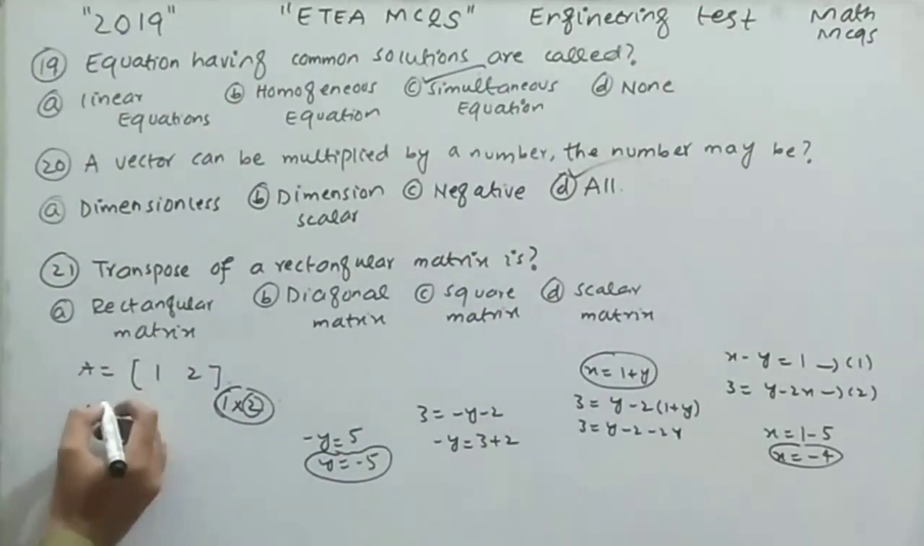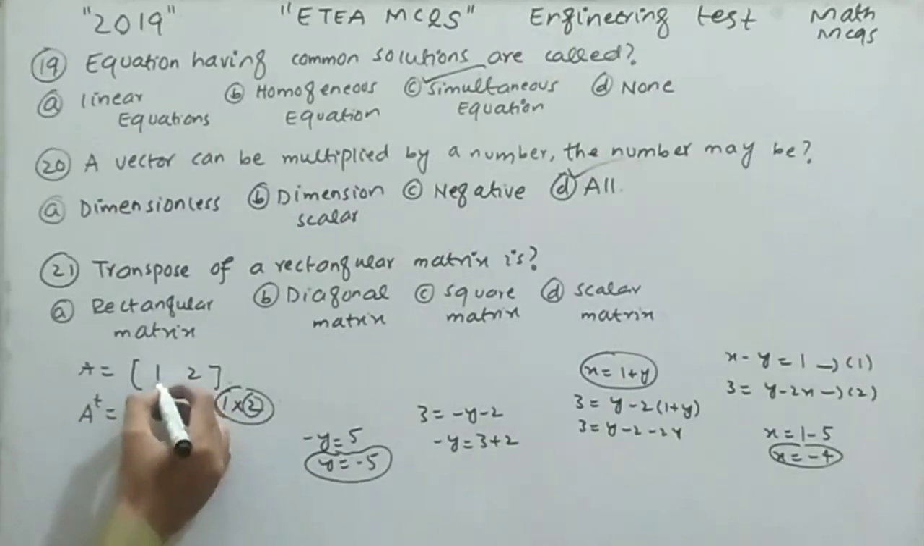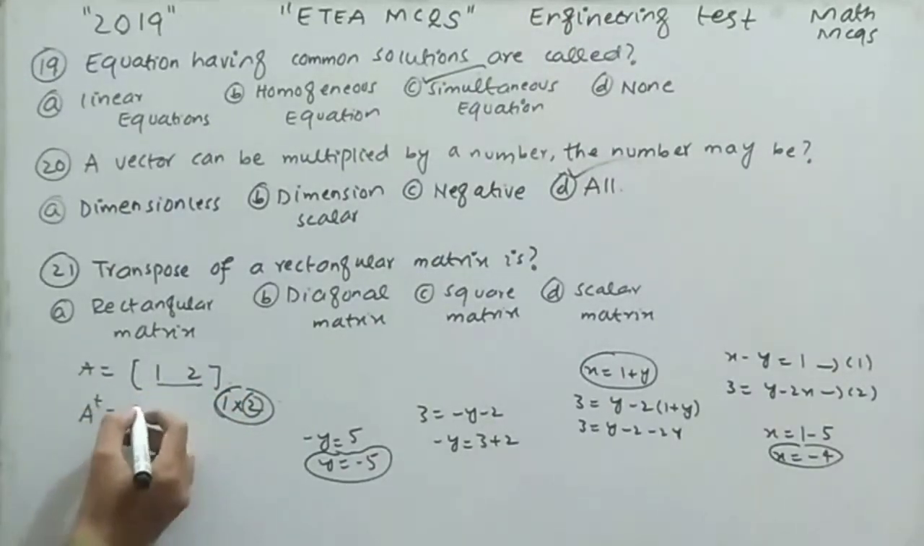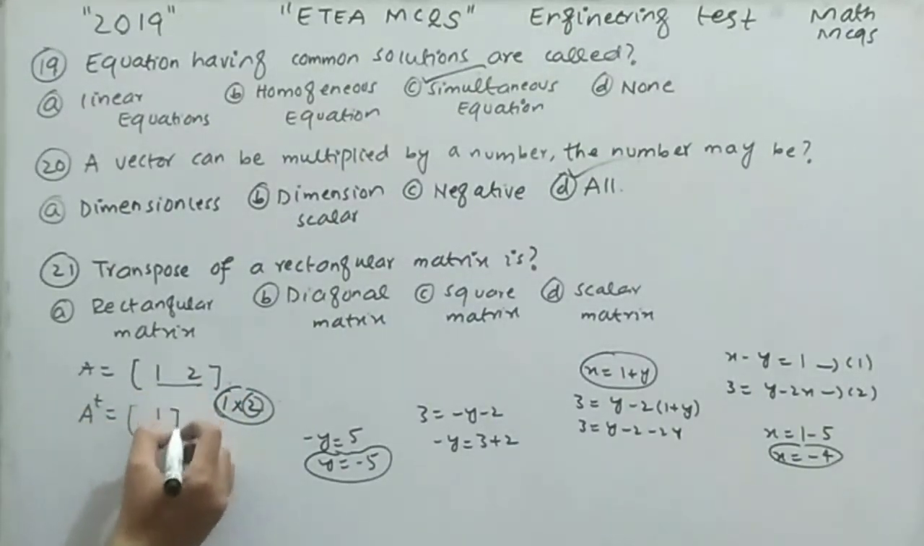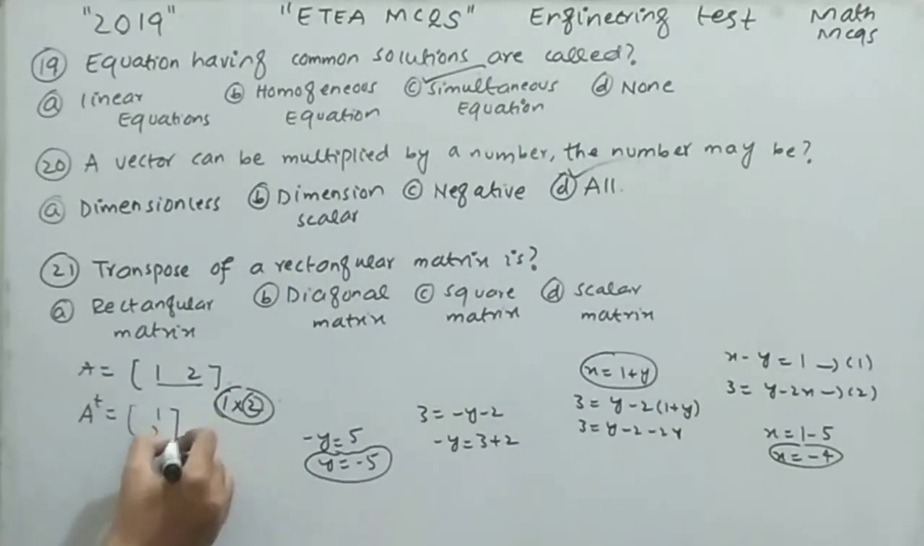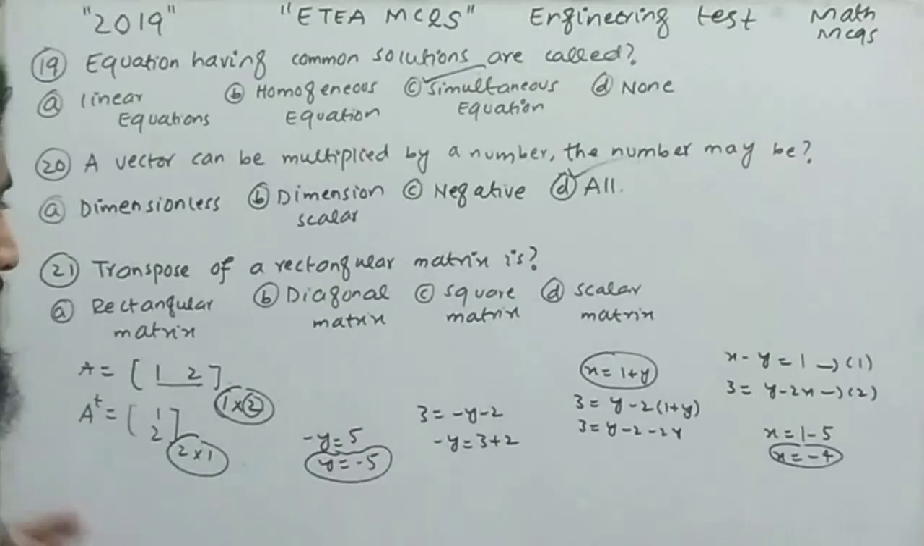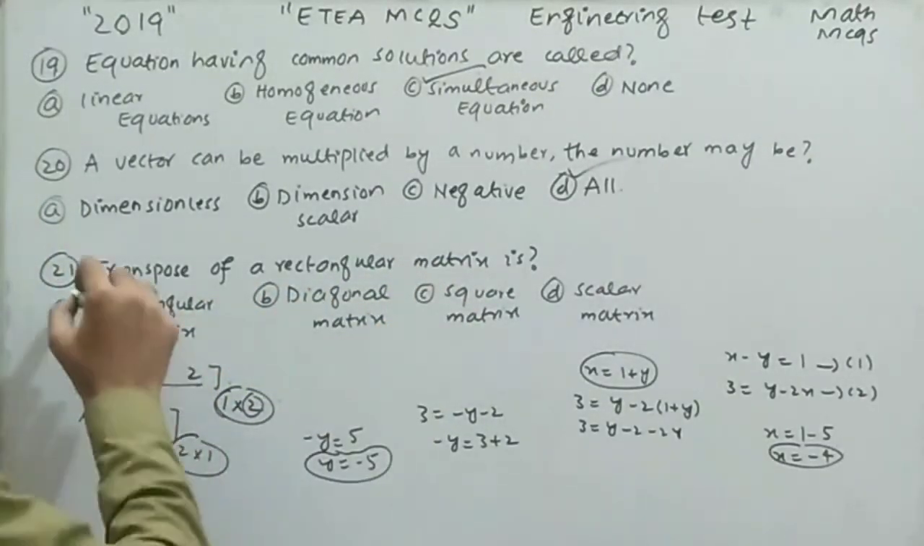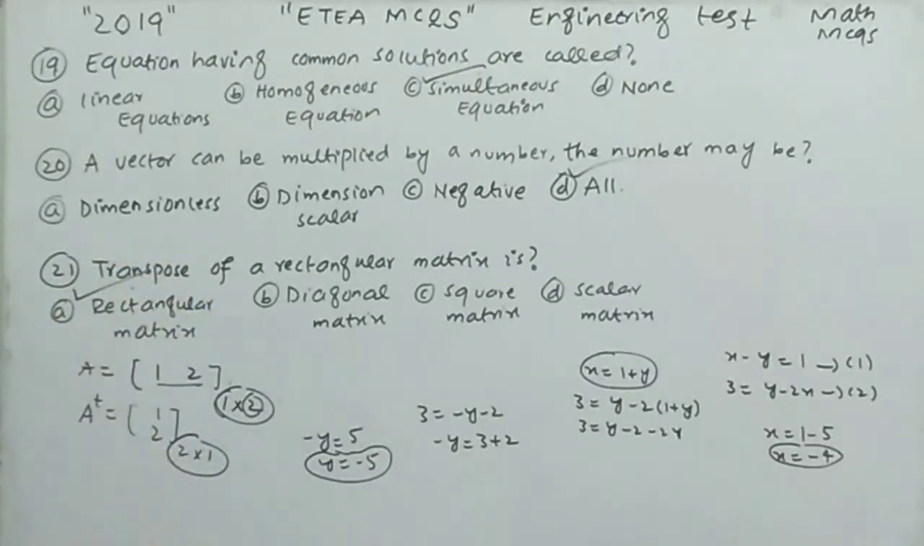Now let's take the transpose of this matrix. This 1 2 is in a row, so it will convert into a column. It becomes 1 and 2. So over here the order is 2 rows and 1 column. So it again gives us a rectangular matrix. It means the transpose of a rectangular matrix is still a rectangular matrix. So the correct option for this MCQ number 21 is option A.